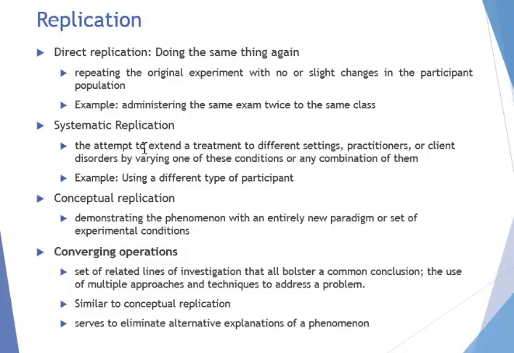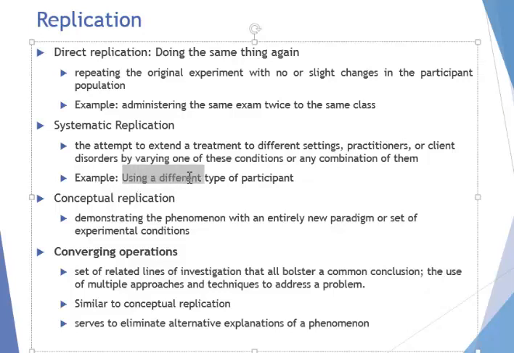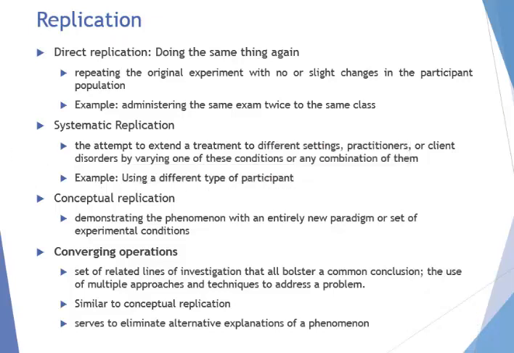Then there's systematic replication, which is the attempt to extend a treatment to a different setting, practitioner or client disorders, by varying the conditions or combining them. Instead of you keep trying with the effect of a painkiller like Advil, you try it in one group of people with headaches, and one group of people with stomach aches, and one group of people where their eyes hurt or their mouth hurts or whatever, or their back hurts. You're using a different type of participant, but of course you're still trying the same underlying independent variable.